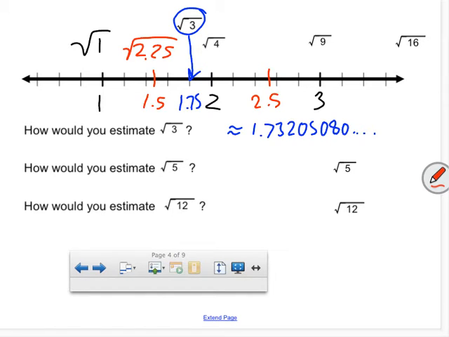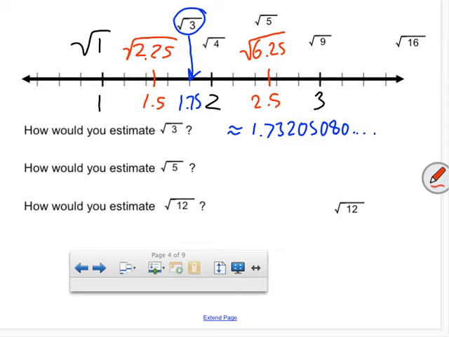2.5, right? And now we need to figure out which side of 2.5 the square root of 5 is going to sit. Well, we need to find out what 2.5 squared is. What is 2.5 squared? Come on, really quickly, tell me. 6.25. So the square root of 6.25 is 2 and 5 tenths.